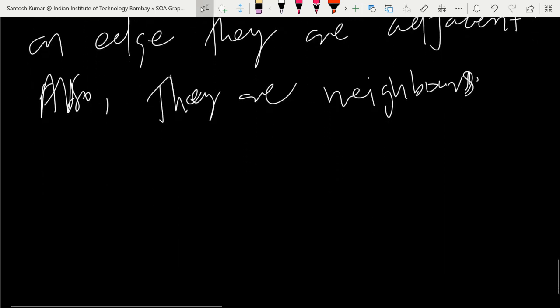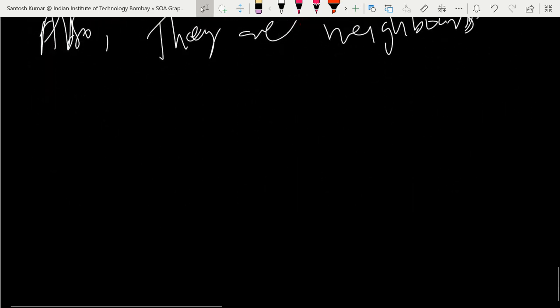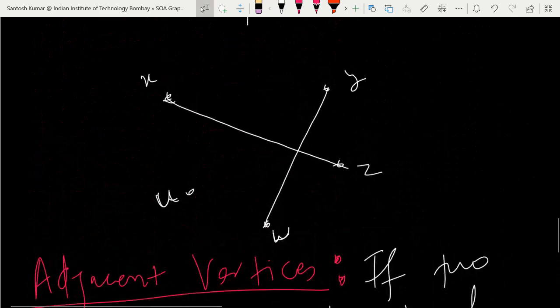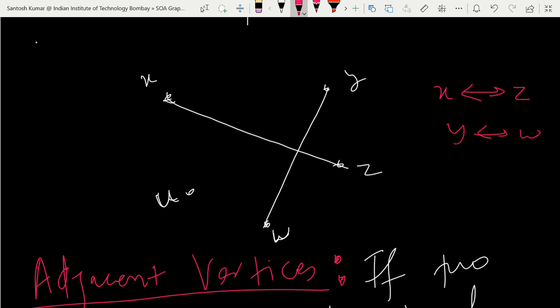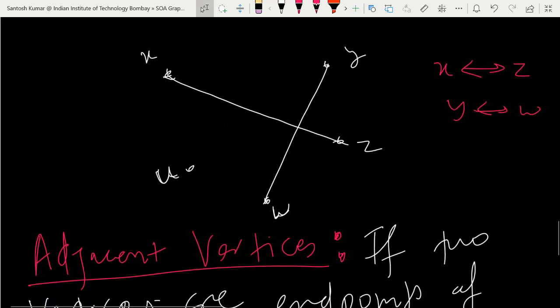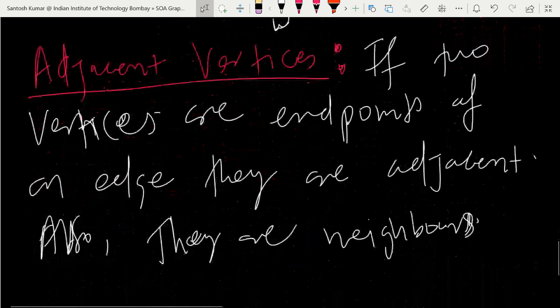Okay. Now the next word comes. What is a finite graph? So in the last graph I made, you can say x is adjacent to z, y is adjacent to w. There is no adjacent vertex of u because u has no edge with any other vertex.